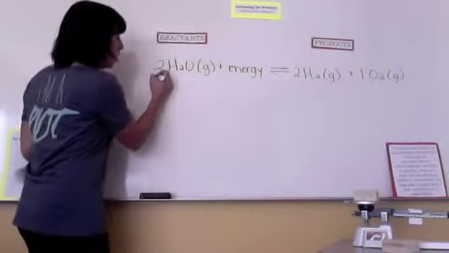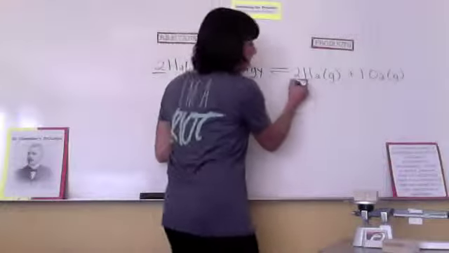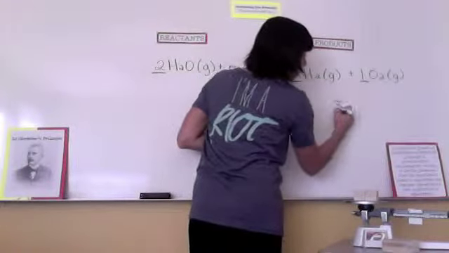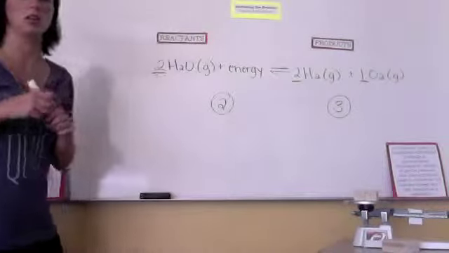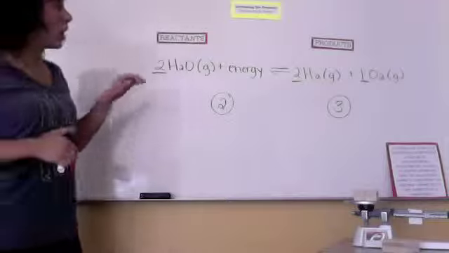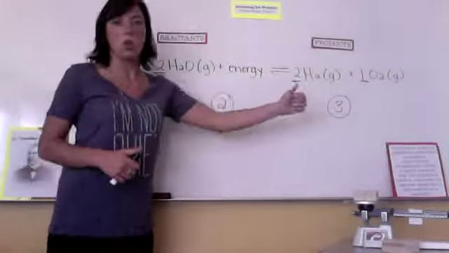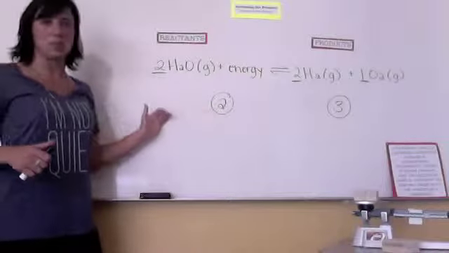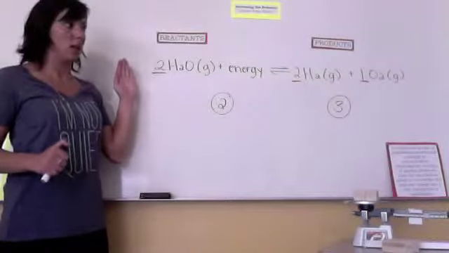So on this side, we have 2 total moles of gaseous products. On this side, we have 2 plus 1, so a total of 3 gaseous moles. So we have a 2 to 3 ratio. As we increase the pressure, we're going to go towards the side with the least number of moles. So we're going to go towards the reactant side, okay?